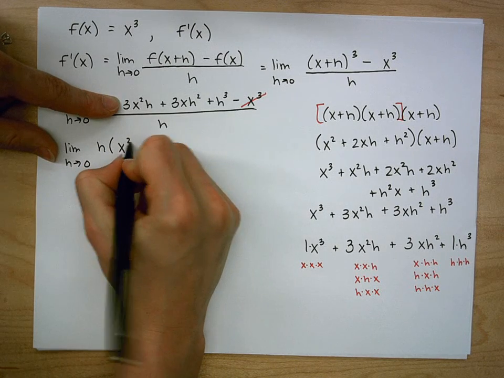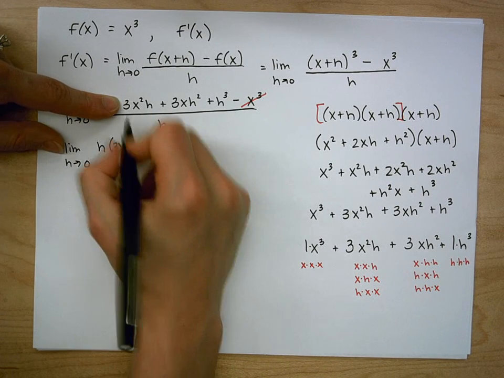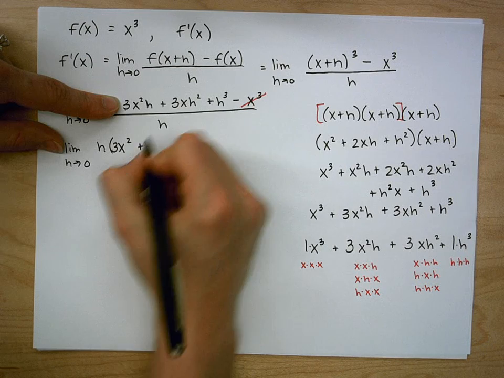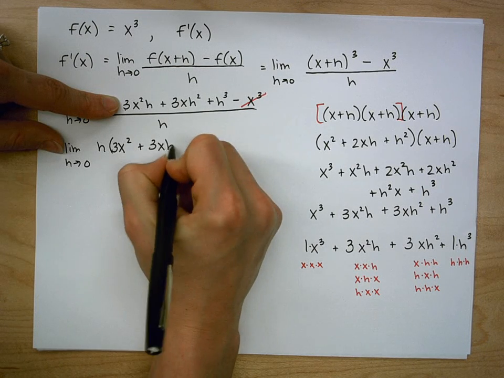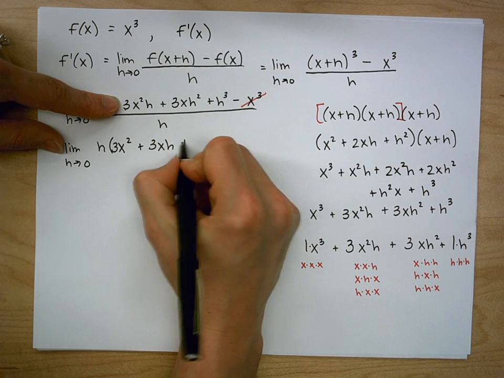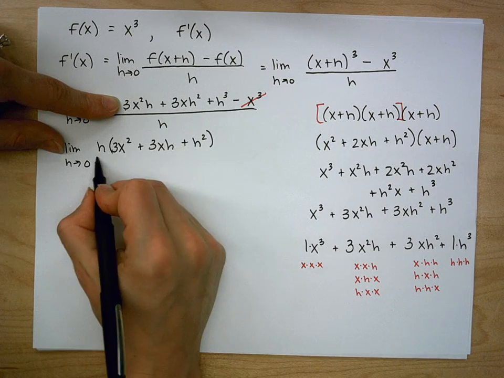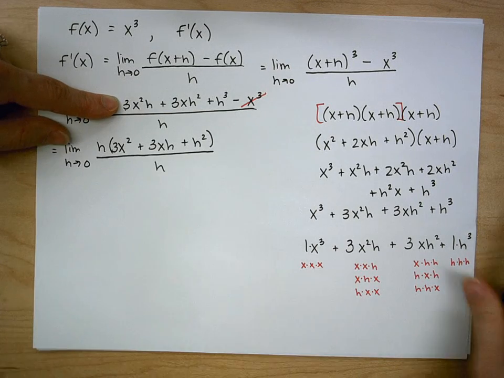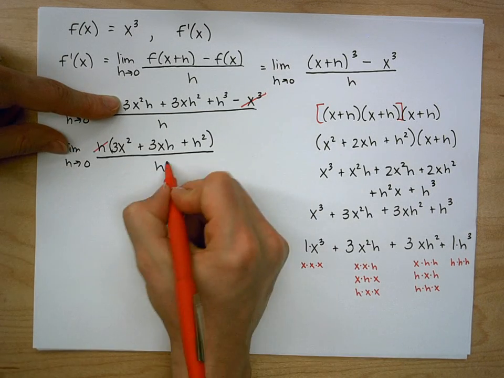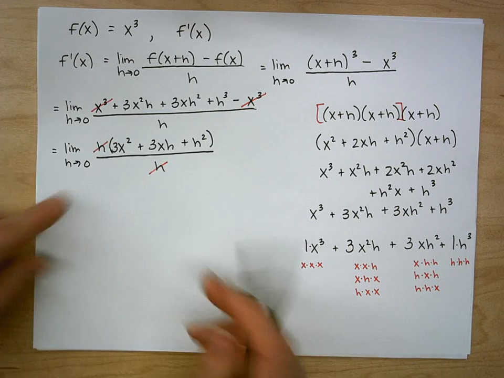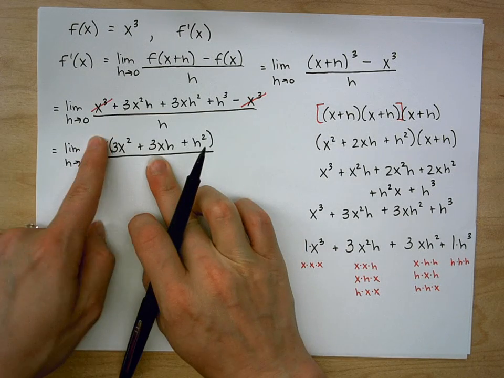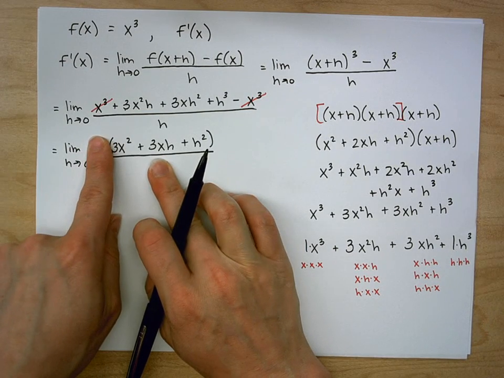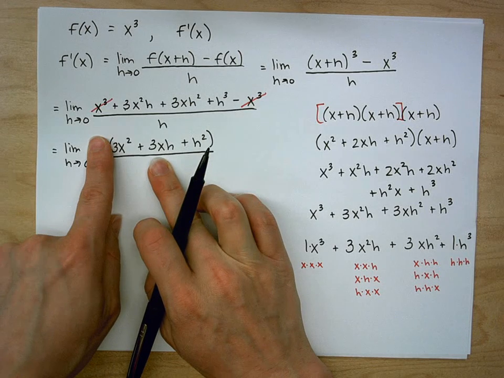If I do that, I'm going to be left with a 3x squared and a 3xh, right, I'm pulling one h out, and an h squared. And I'm still dividing by h. Those will cancel. I'm going to go ahead and just skip another little step here. Let's cover this up. You might not want to skip these in your notes, though. You might want to write all these out. So if I cover these up, those are gone.